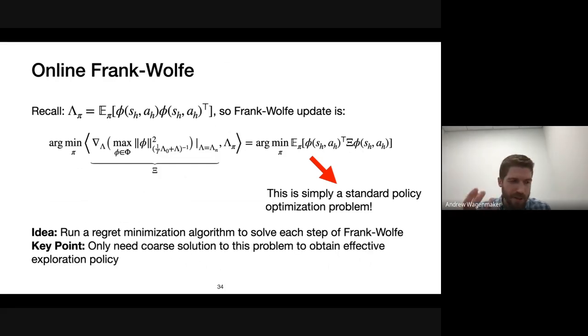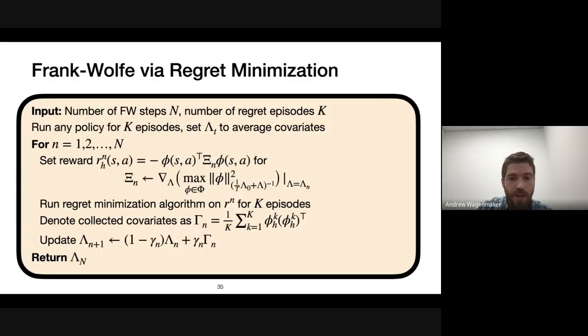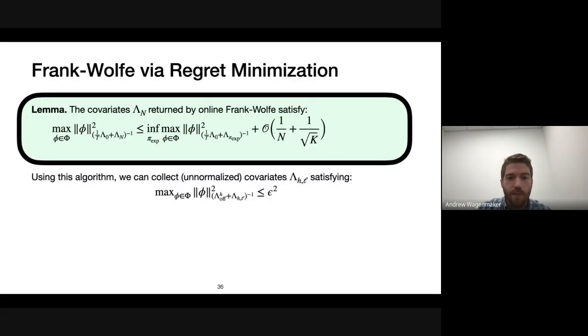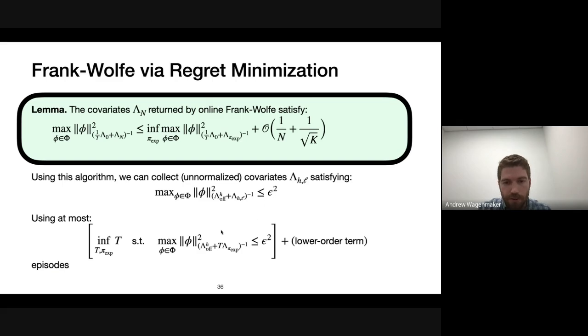You might be like, oh, this seems like kind of chicken and egg: I'm solving a policy optimization problem to collect good data, which I'm then going to use to find a good policy in the end. The reason this works is that you only need a very coarse solution to this policy optimization problem to learn a good enough exploration policy. So you can show you can do this efficiently, and this allows you to get basically the optimal rate for exploring.